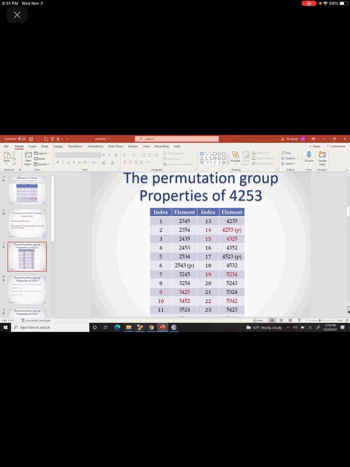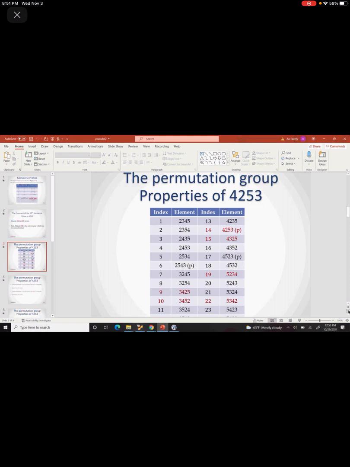Okay? So now if I go down, I'm going to look at the permutation group properties of 4253. There are 4 consecutive digits: 2, 3, 4, 5. If I start from 2, 3, 4, 5, which is the first group element, I can generate 24 of them. It's basically 1 times 2 times 3 times 4, which is 24, called 4 factorial in mathematics. Some of this stuff is admittedly difficult, so you have to learn a little bit about it.